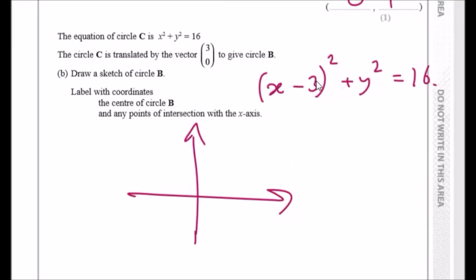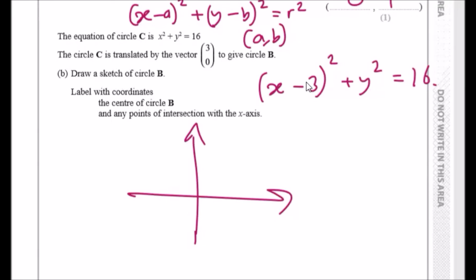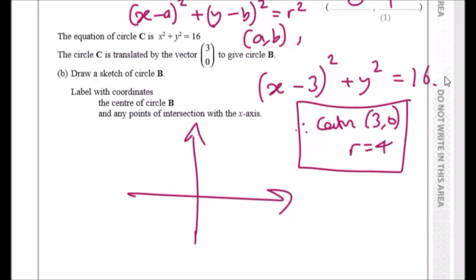Initially the circle was in the middle. So x squared plus y squared equals 16, meaning the center was (0, 0). If you're not sure how the equations look, this is the general form of a circle: (x minus a) squared plus (y minus b) squared equals r squared, where (a, b) is the center, so in this case it will be (3, 0), and r is the radius. So 16 equals r squared, so the square root of 16 gives 4. The radius is 4. Okay, so this is just general properties.